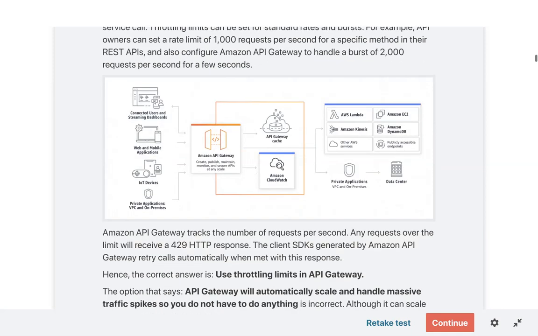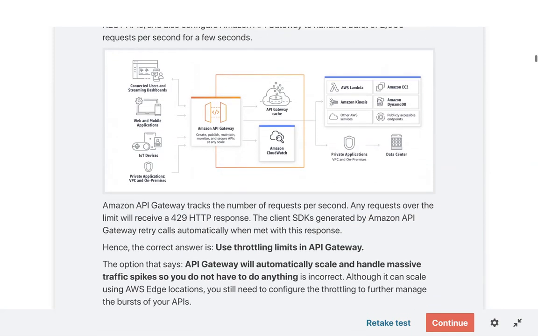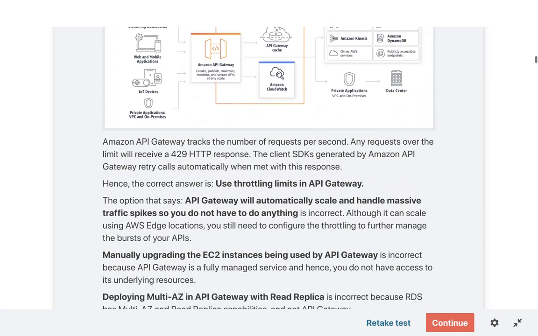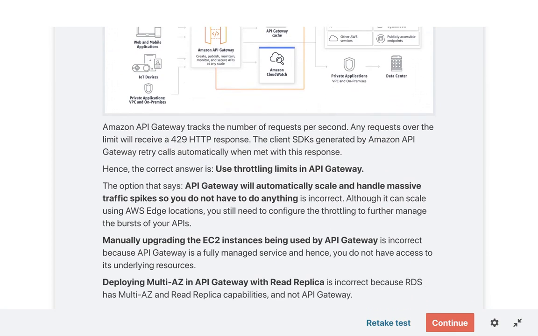API Gateway tracks the number of requests per second. Any request over the limit will receive 429. The client SDK generated by Amazon API Gateway retries calls automatically when met with this response. Hence the correct answer is to throttle the limit. The option which says it would handle the spike is incorrect. Although it can scale using AWS edge locations, you still need to configure the throttling to further manage the burst of your API.